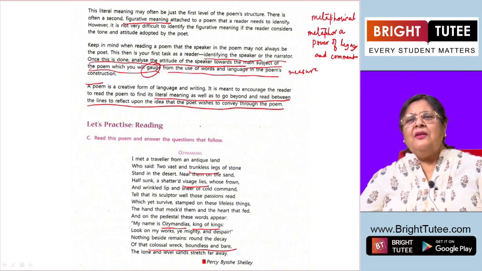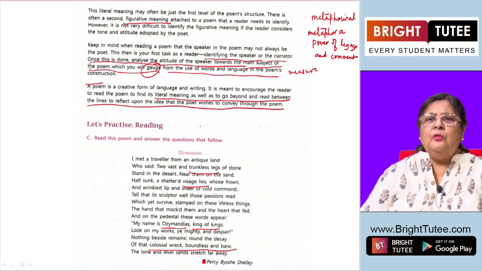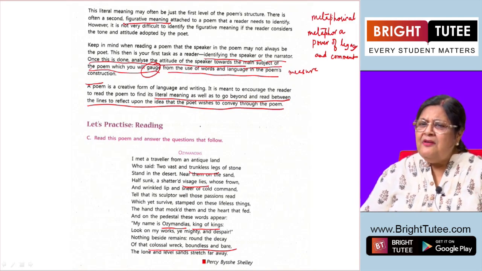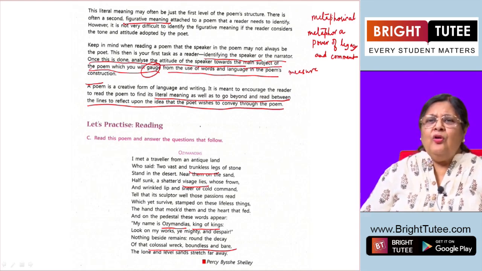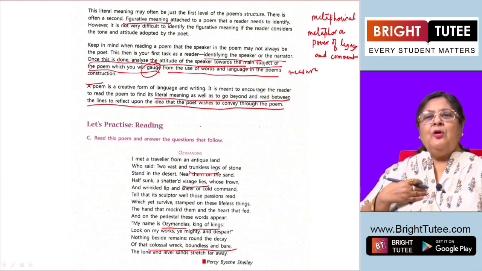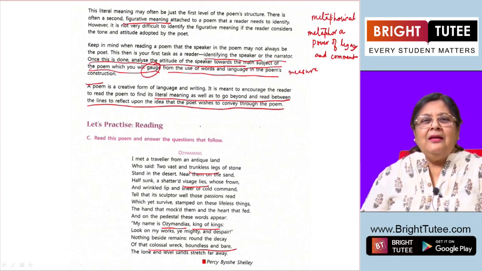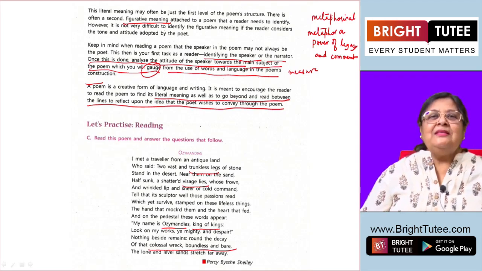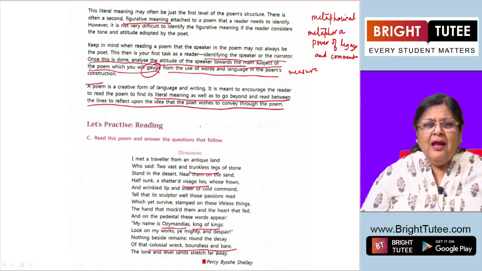Now he is far away from the people. He is standing all alone. Nobody, not even standing. Everything is finished. The statue is broken. Now it is all over. Though he used to claim that I am Ozymandias, the king of kings, ultimately what was the result? Nobody remembered him.